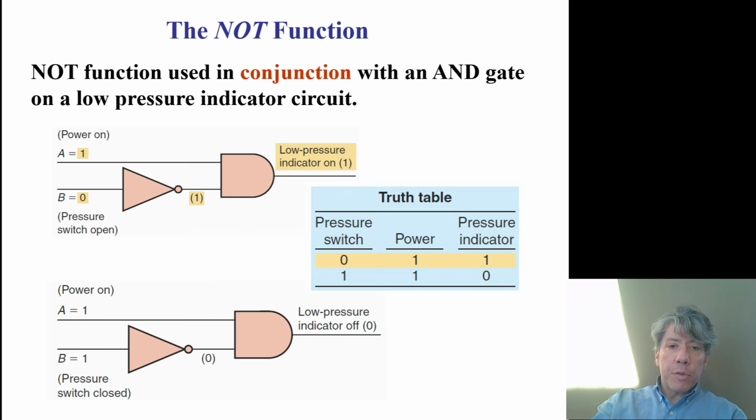And you can write a truth table for this. You see that the two inputs are the pressure switch and the power indicator, and you can see what the pressure indicator should be in each of the possible combinations. Now, it would be possible, of course, to consider the case where the power was off and the pressure switch was either on or off. But obviously, if the power is off, then the pressure indicator is going to be off because A will be a 0.